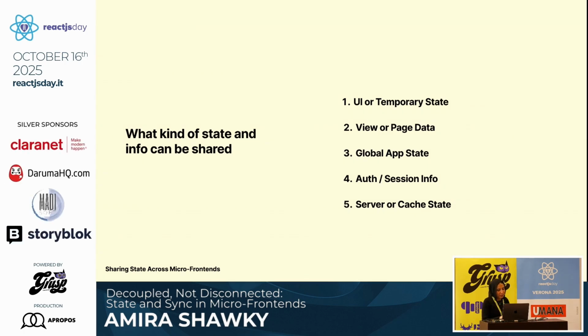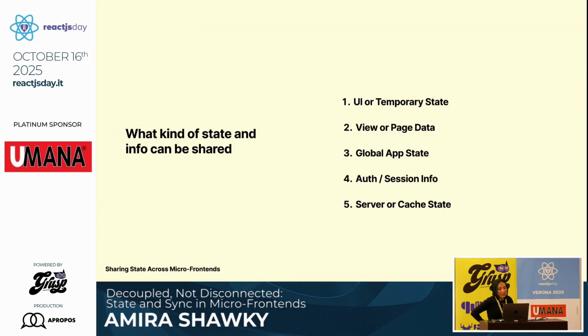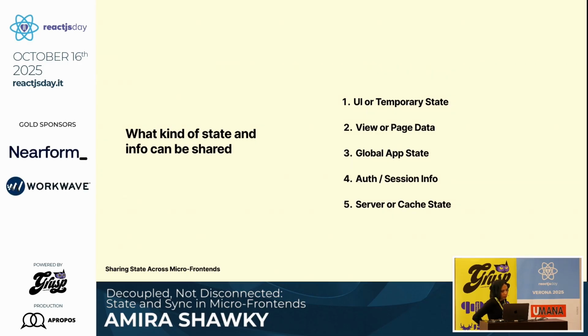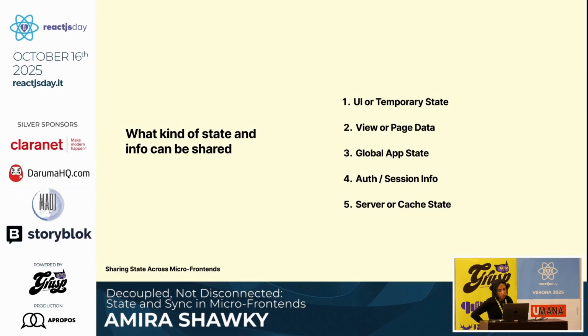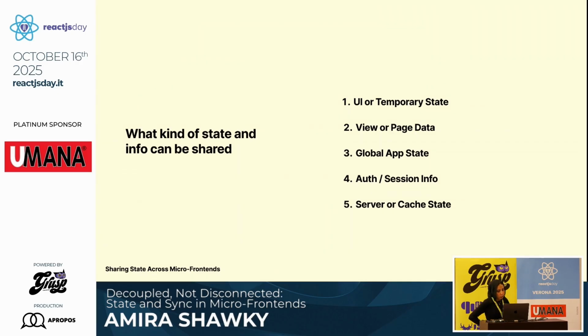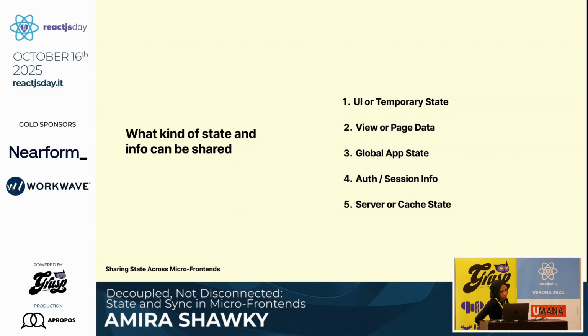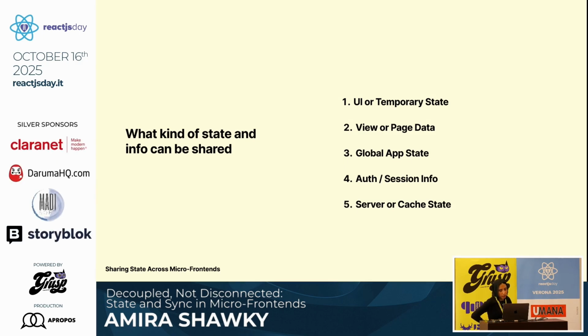We also have view or page data, which is data fetched especially for a feature, such as a table of users, filters, and pagination, and this is often isolated per micro front-end unless micro front-ends visualize the same data set. And we have global app state. It's a cross-cutting concern for user info, permissions, locale, theme, and feature flags. This needs to be shared consistently to keep the UI in sync.